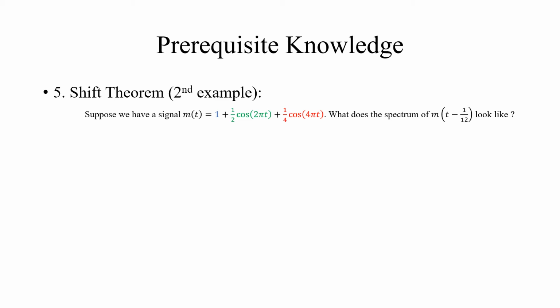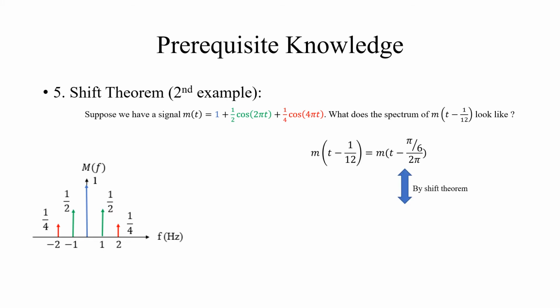Now, the original spectrum should look something like this. And if you apply the shift theorem properly, you should get something like this. M prime of f is equal to M of f times exponential negative j f pi over 6.